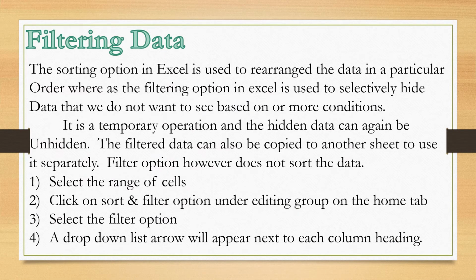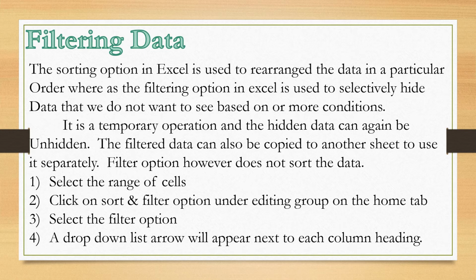Our next topic is filtering data. Till now you have learned how to sort the data in MS Excel, and you know that sorting data is nothing but rearranging the data in a particular order according to our requirement. But filtering data is the option in Excel which is used to hide the data which we don't want. In another way we can say that the filtering option in Excel is used to selectively hide data that we do not want to see.